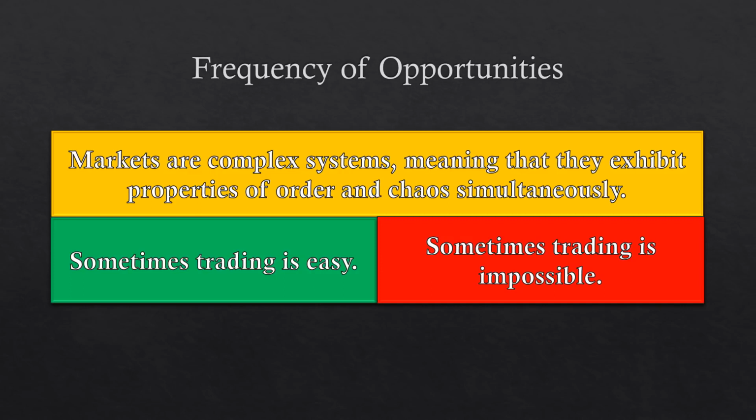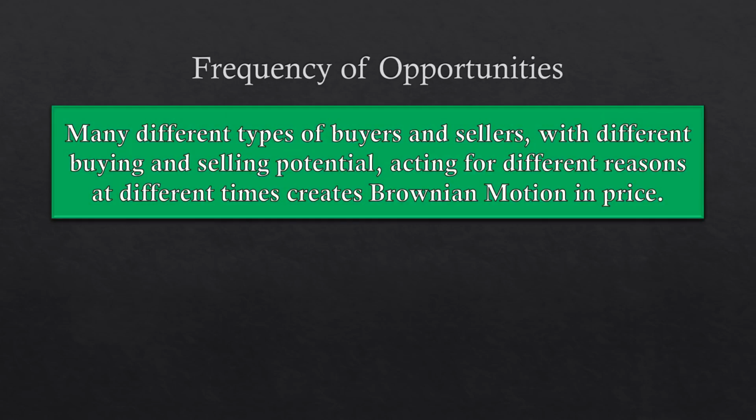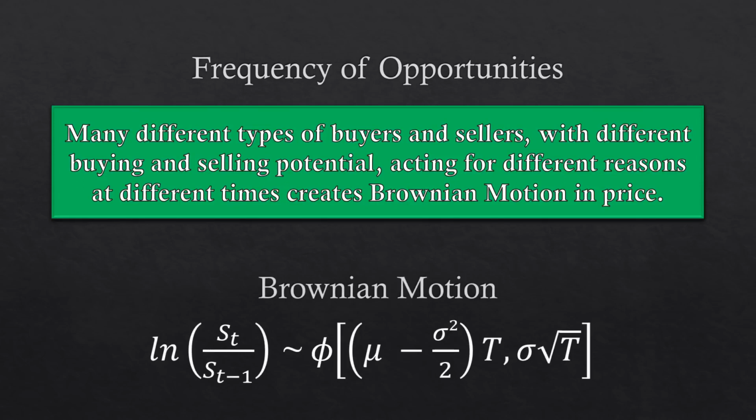That argument alone is enough to disprove the fact that the market is an endless source of opportunities, but there's more. The market moves in what's called Brownian motion due to the fact that buyers and sellers of different kinds and different buying or selling potential act for different reasons at different times. This is the model for Brownian motion for those who are more curious, but we are not going into it since this is a beginner's course.